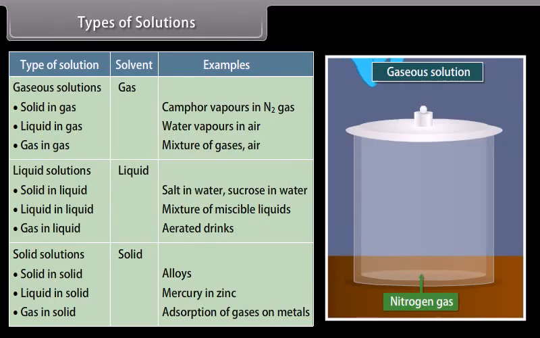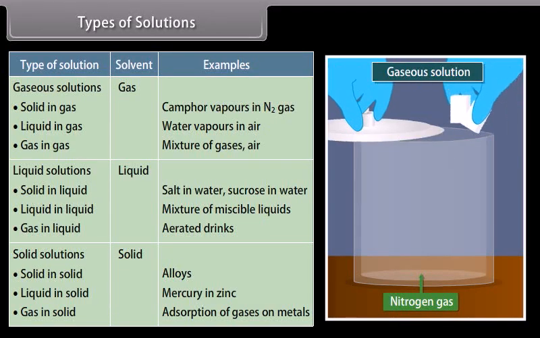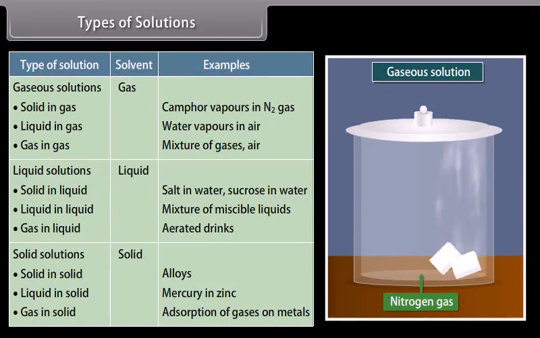In gaseous solutions, gas is the solvent. They are categorized as follows: solid in gas. For example, camphor vapor in nitrogen gas. Liquid in gas. For example, water vapors in air. Gas in gas. For example, mixture of gases or air.